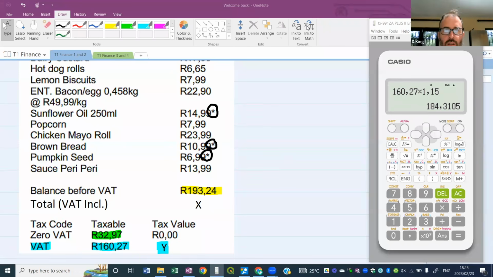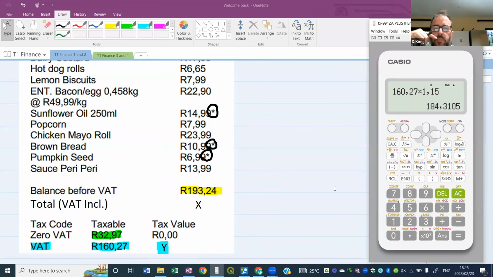Peter's just come back and he's completed his quiz. 183.27 Rand. I'm not sure why you're getting 27. Should be 184 and 31. Let's try it again on the calculator. 160 Rand and 27 cents, multiply by 1.15, and we get 184 and 31. That's 184 and 31 there.